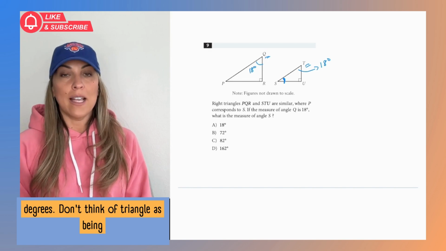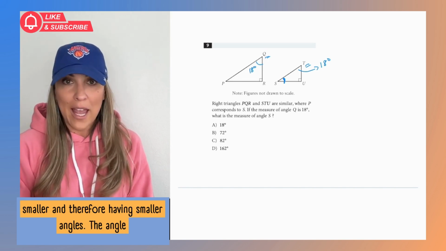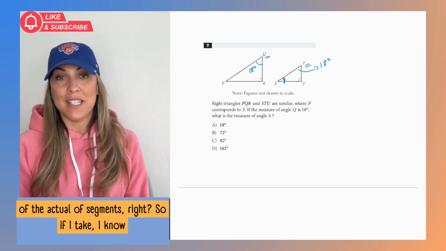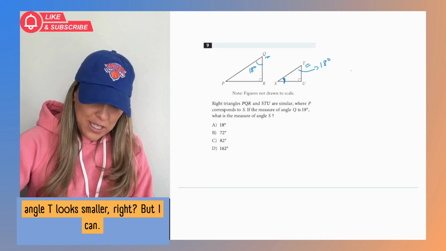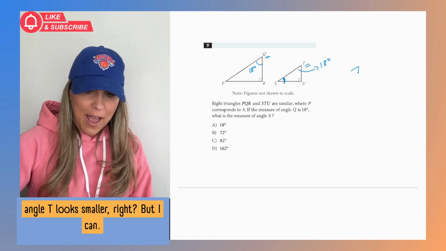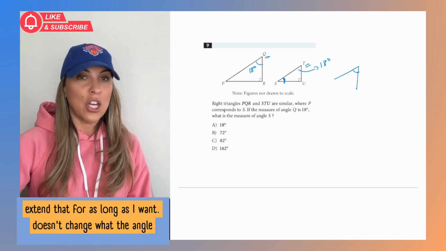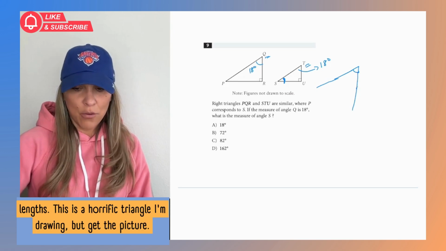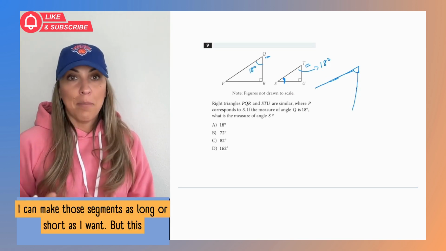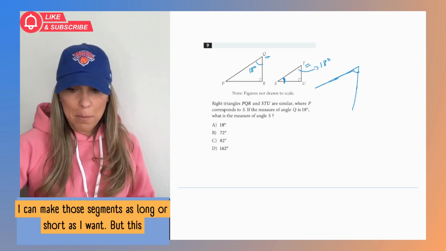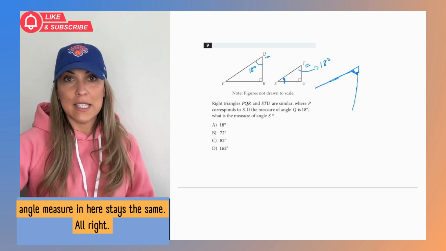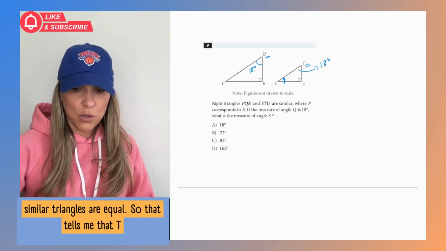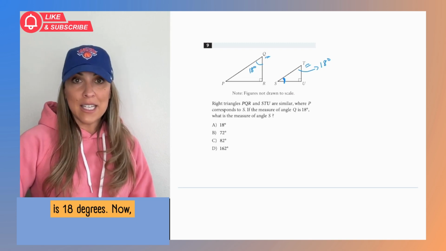Don't think of the triangle as being smaller and therefore having smaller angles. The angle measures are not affected by the length of the segments, right? So if I know angle T looks smaller, right? But I can just extend that for as long as I want. It doesn't change what the angle measure was, right? So I can change these side lengths, this is a horrific triangle I'm drawing, but you get the picture. I can make those segments as long or as short as I want, but this angle measure in here stays the same, all right? So corresponding angles of similar triangles are equal. So that tells me that T is 18 degrees.